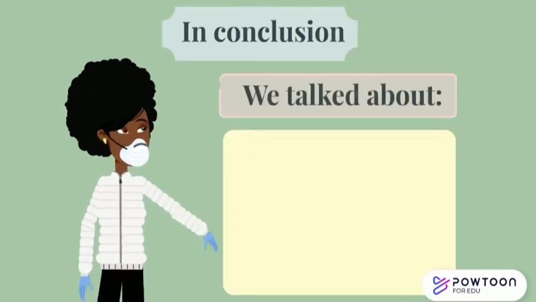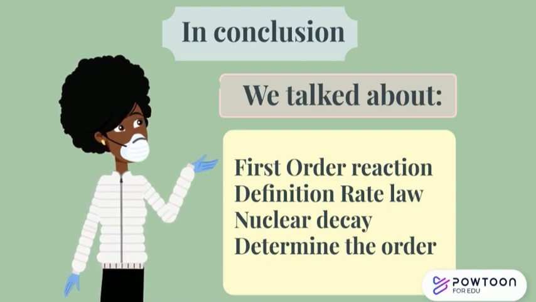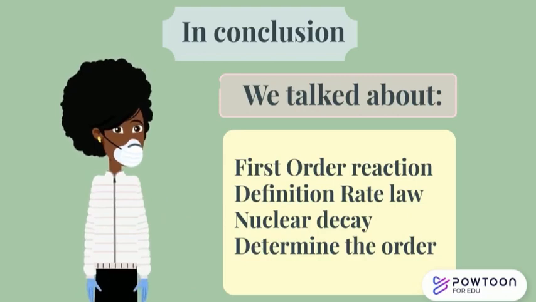In conclusion, we talked about the first-order reaction and its definition. We also described the rate law, and we took a look at nuclear decay as an example of a first-order reaction. And finally, we explained how to determine the first-order reaction experimentally with an example.